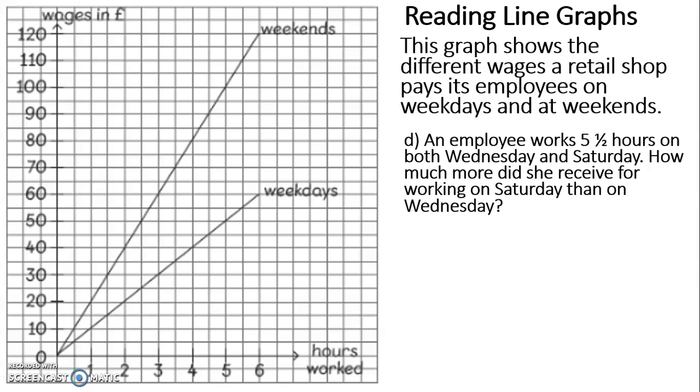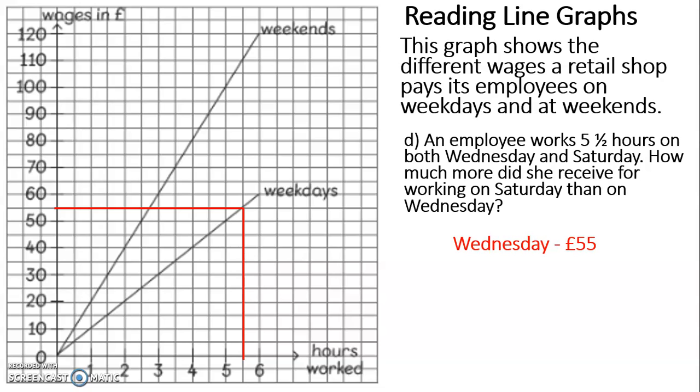An employee works 5.5 hours on Wednesday and Saturday. How much more did she receive for working on Saturday than on Wednesday? Let's find 5.5 hours along the x-axis. 5 and 6, so it must be halfway between. Let's first draw the line up to the weekday rate for the Wednesday and draw a line across from where it meets the line of weekday, midway between 50 and 60, 55.